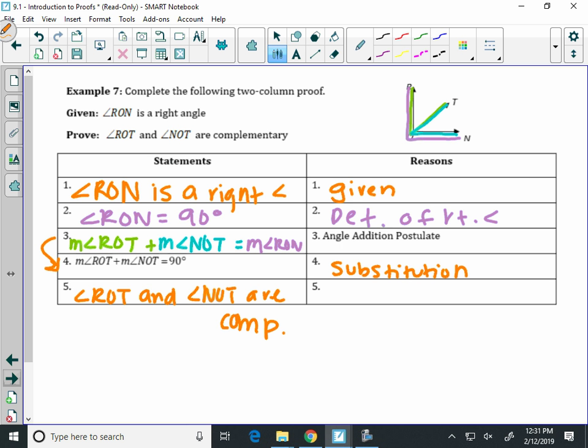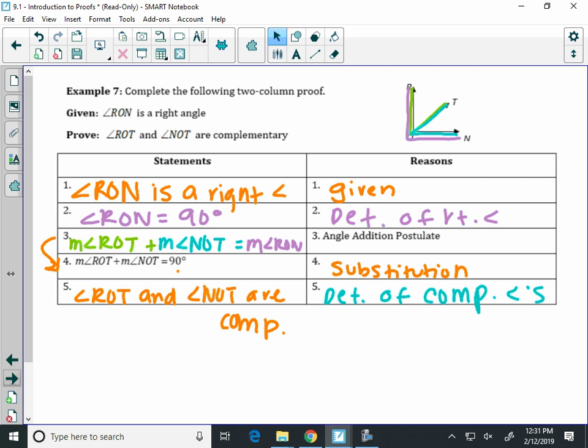And then our last statement, because these two angles add to 90, we can then say they're complementary. What's our reason when we have a vocab word? Definition. Definition of complementary angles. Question.